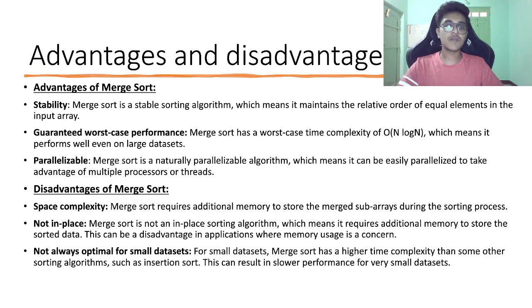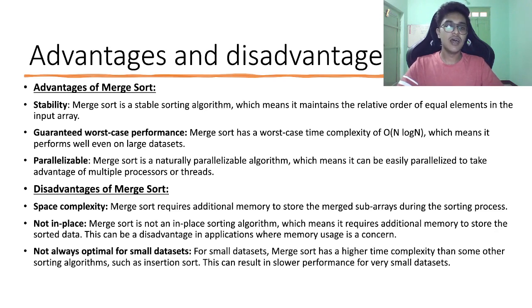The advantages of merge sort are as follows. Stability: merge sort is a stable sorting algorithm, which means it maintains the relative order of equal elements in the input array. Guaranteed worst case performance: merge sort has a worst case time complexity of big O n log n, which means it performs well even on the largest of data sets. Next is parallelizable: merge sort is a naturally parallelizable algorithm, which means it can be easily parallelized to take advantage of multiple processors or threads.